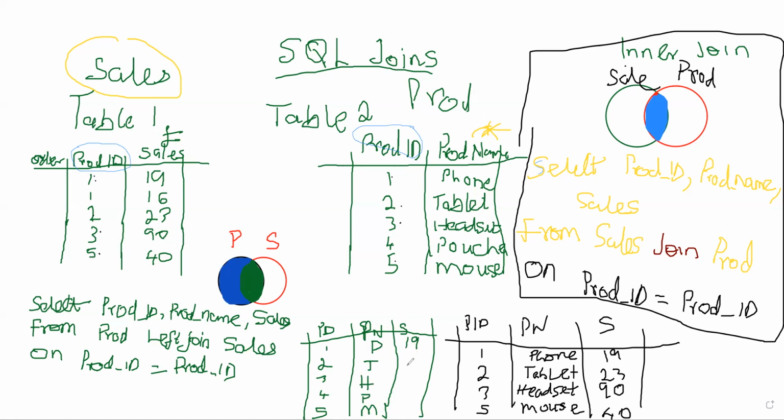What is 2? 23. What is 3? 90. What is 4? Let's see. There's no 4. What is 5? 40. So because there is no 4, it will return what you call null.